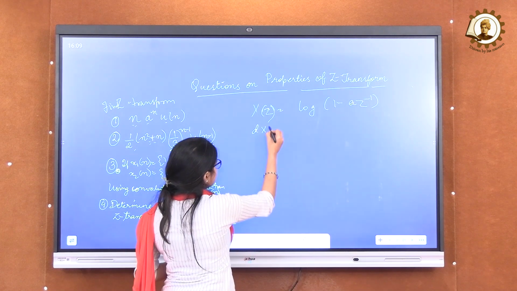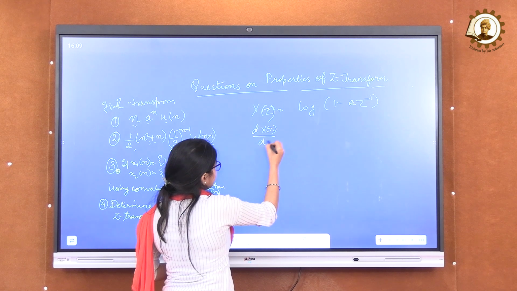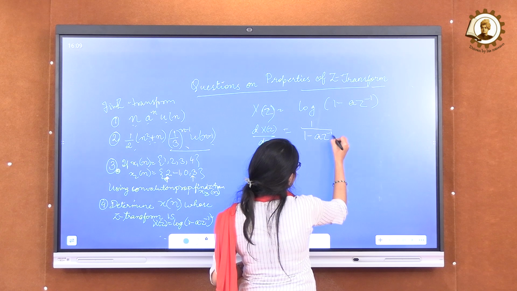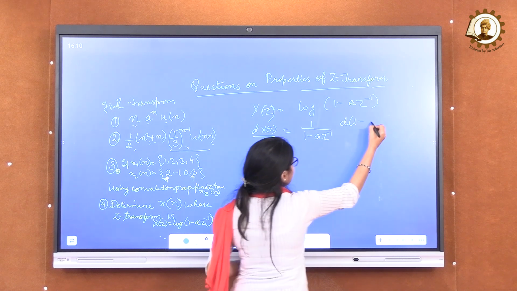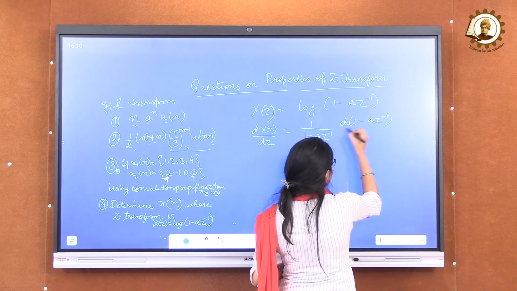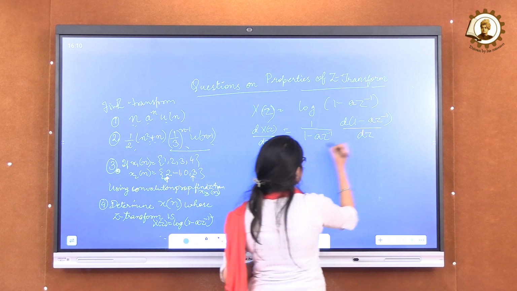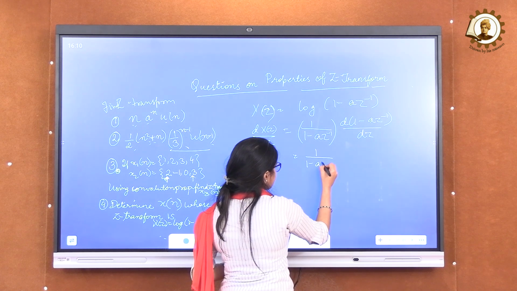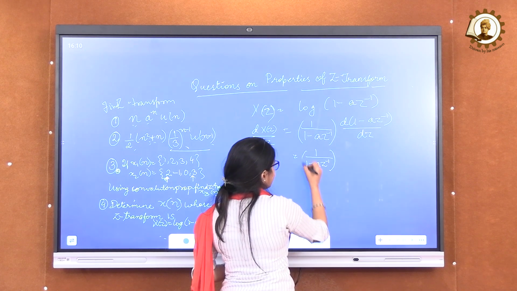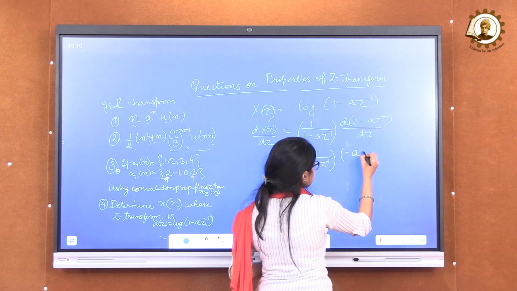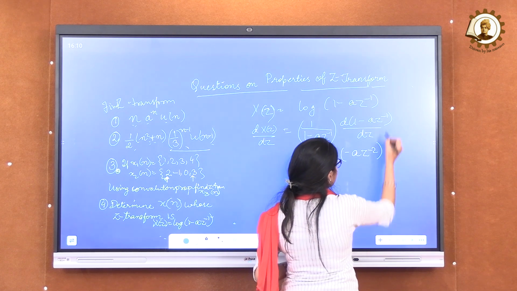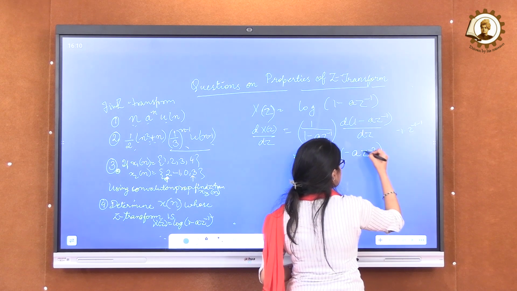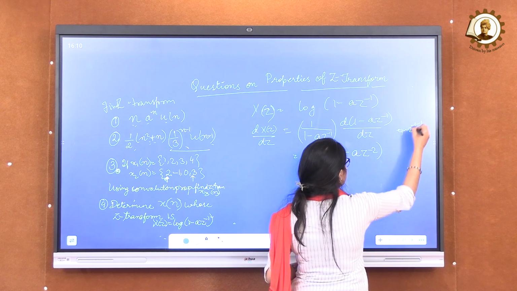What we will do is first differentiate it with respect to z. When you differentiate this side, you get 1 by 1 minus a z inverse, and then you differentiate 1 minus a z inverse with respect to z. So this part comes over here, 1 by 1 minus a z to the power minus 1, and this portion will be minus a z to the power minus 2, that is, minus 1 into z to the power minus 1 minus 2. That makes it minus a z to the power minus 2.